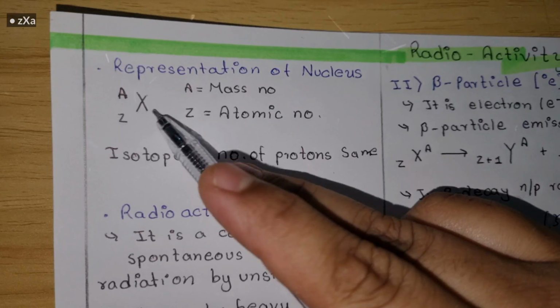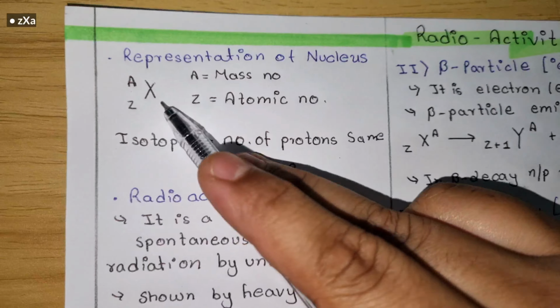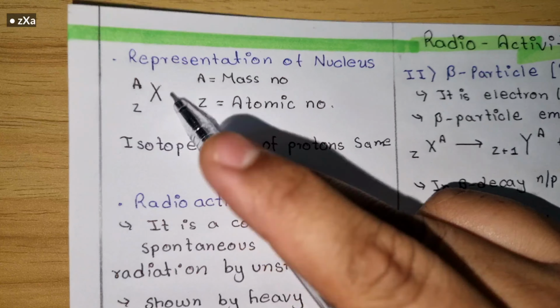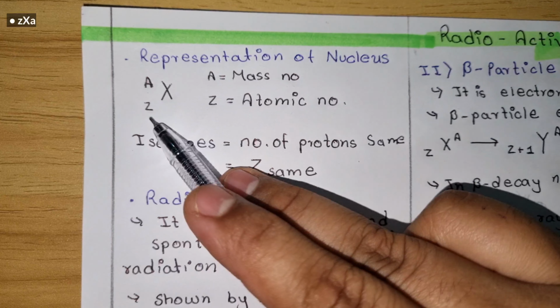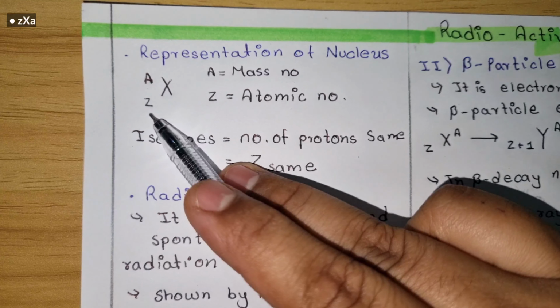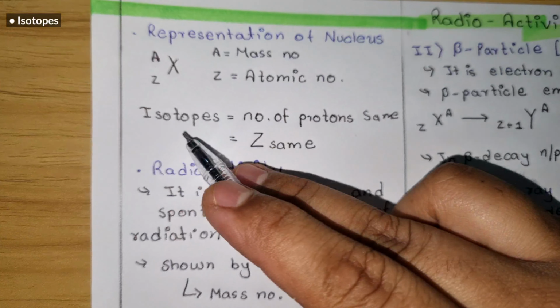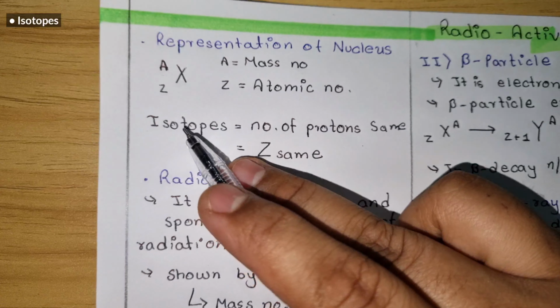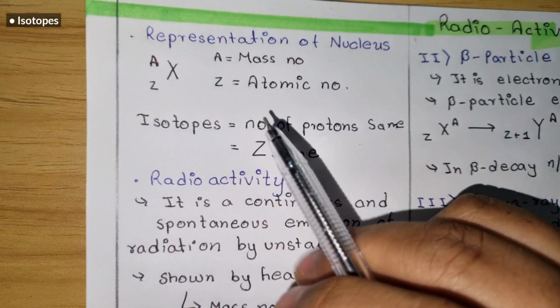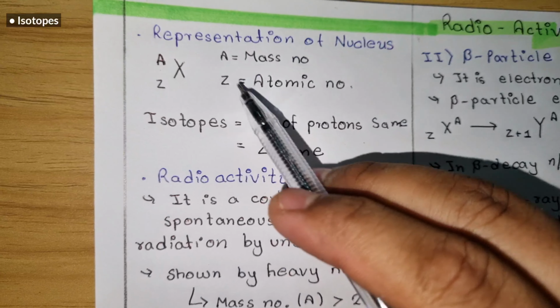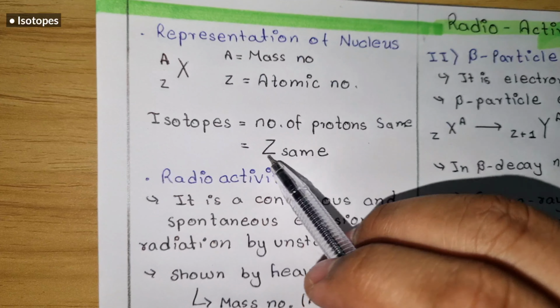Now this is the last chapter of chemistry, that is nuclear chemistry, or you can understand it as radioactivity. A nucleus can be represented by ZXA, where X is the name of the element and Z is the atomic number, which equals the number of protons and electrons in an element, and A equals the mass number. Isotopic elements, or isotopes, are those elements that share the same number of protons, that is, their atomic number Z is the same.